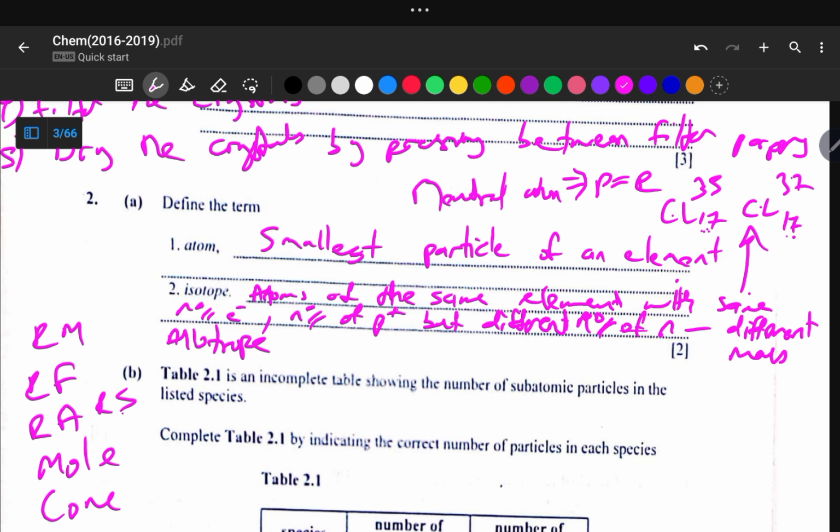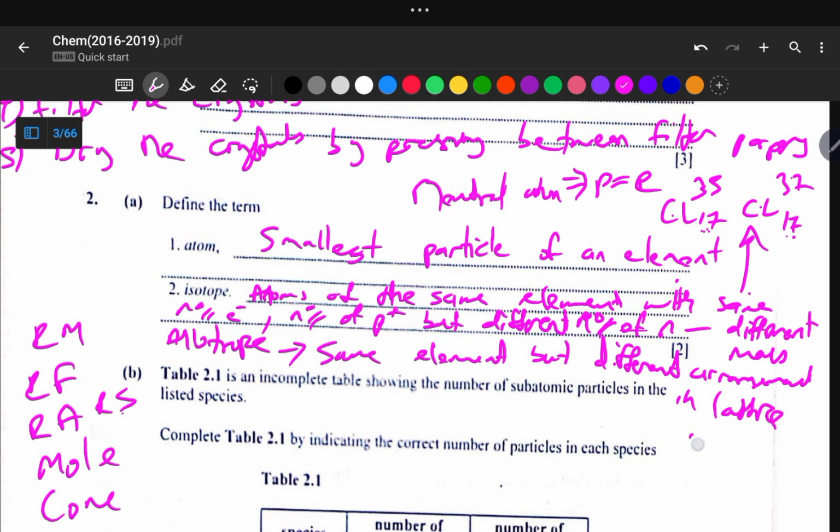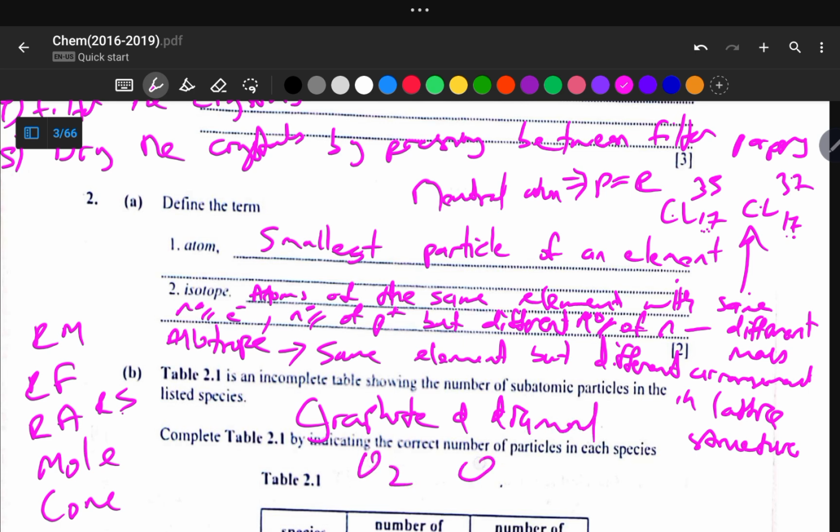The term allotrope can be defined as atoms of the same element with different arrangement in lattice structure. So these are atoms of the same element but different arrangement in lattice structure, right? So these are allotropes. For example, we've got graphite and diamond, right? This is an example of allotropes, and also oxygen and ozone.